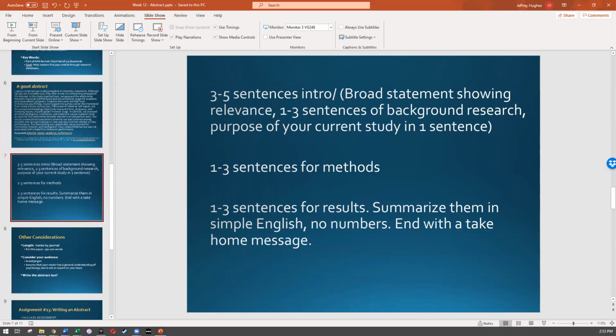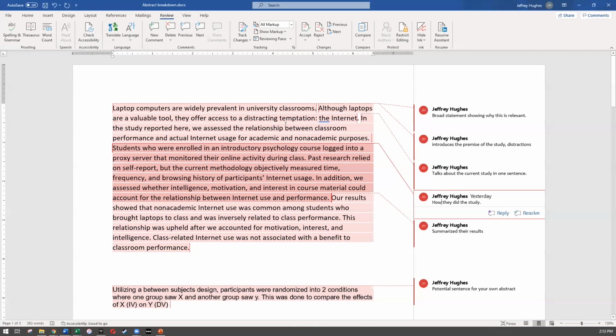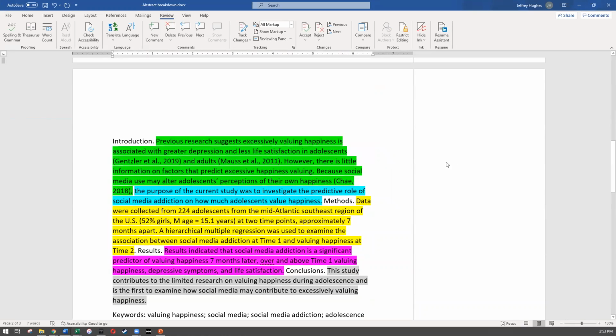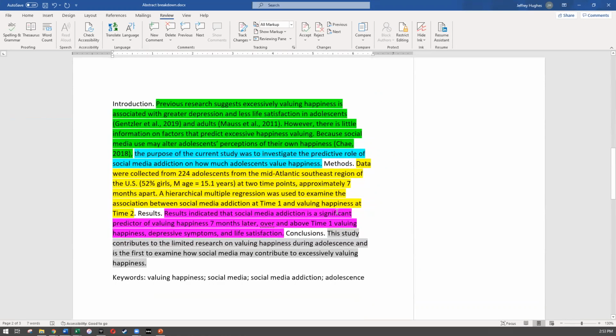Let me show you one of my own. I should mention that this Word document, I kind of annotated this abstract that we just read. I annotated it, breaking down what each sentence is talking about, so you can see the breakdown of an abstract. I also did it for my own. I didn't annotate it on the side, but I did color code it. That way you can see a different example of an abstract.